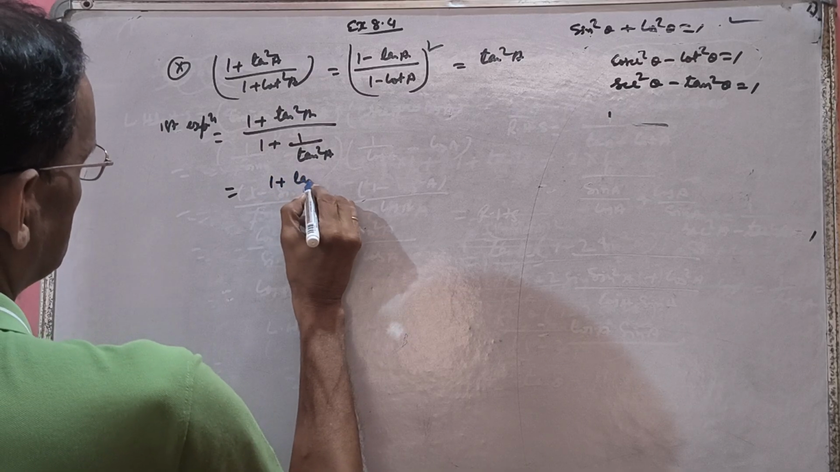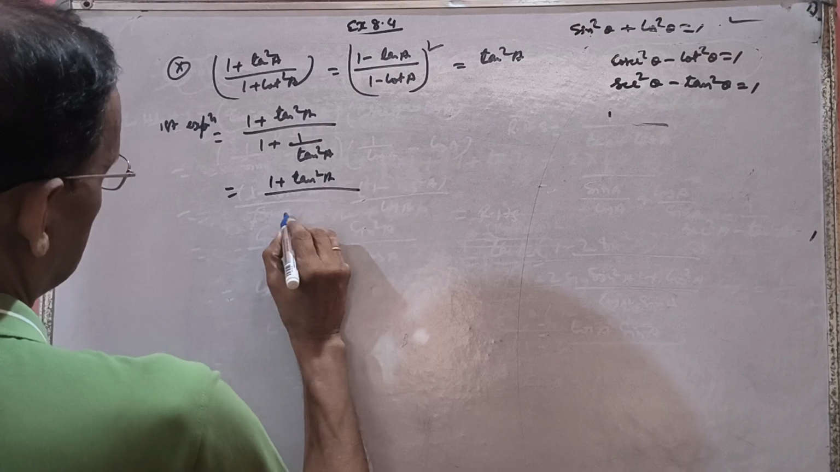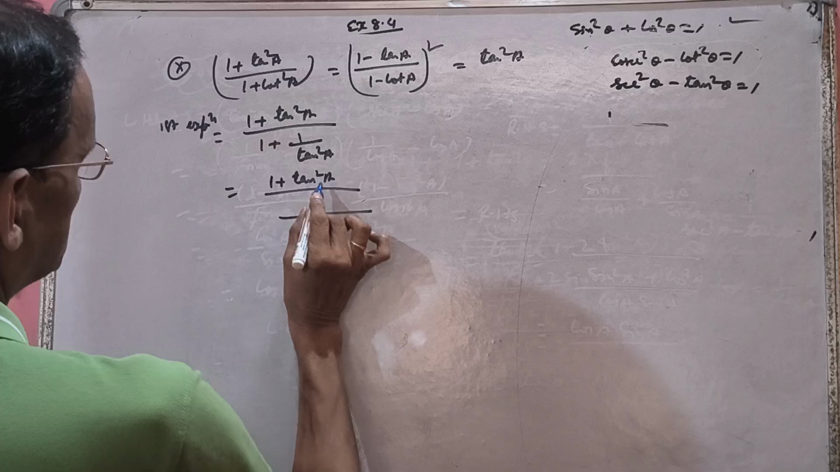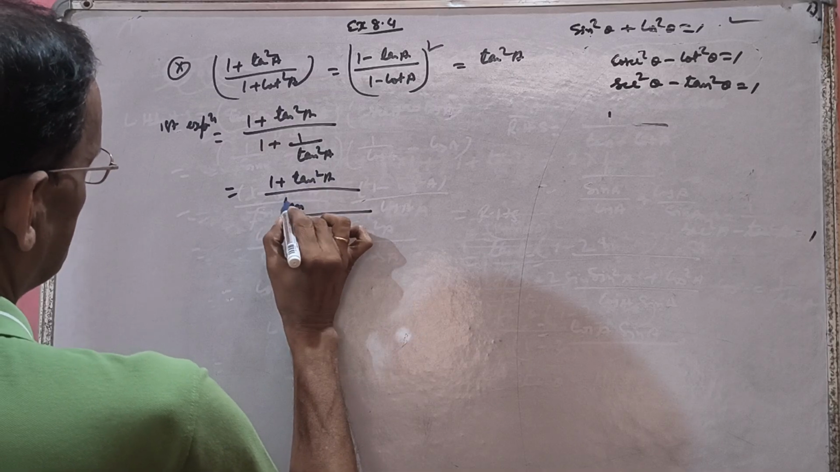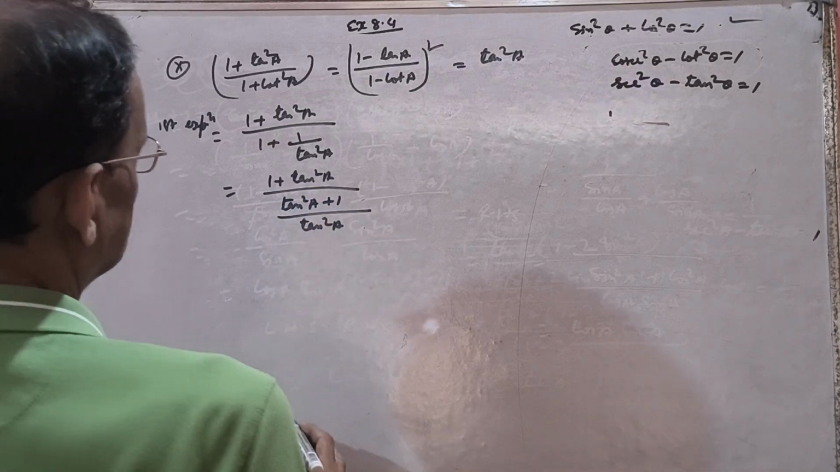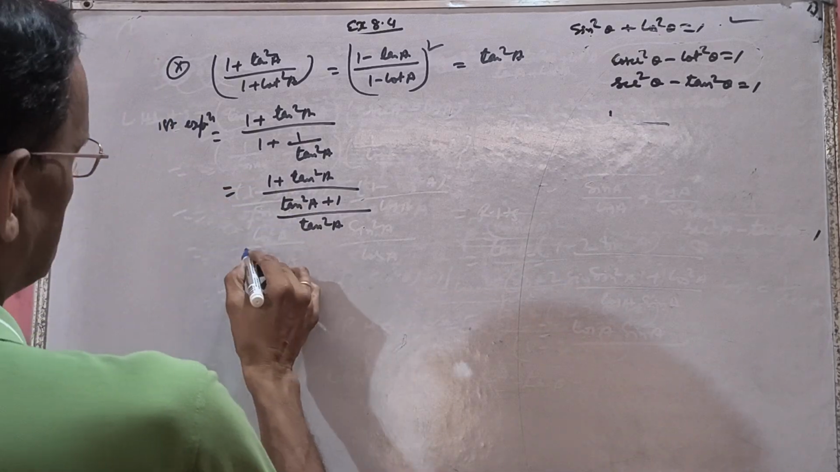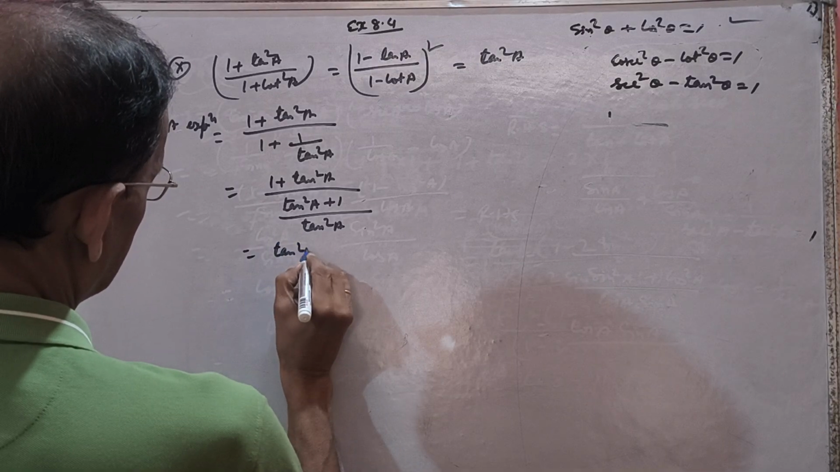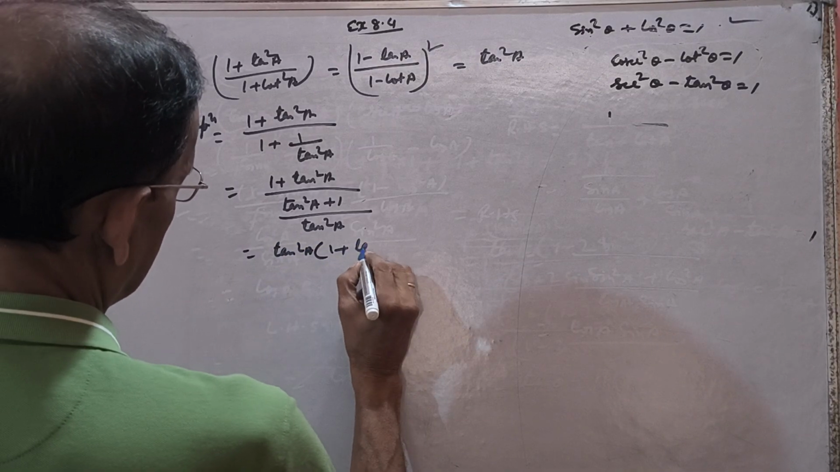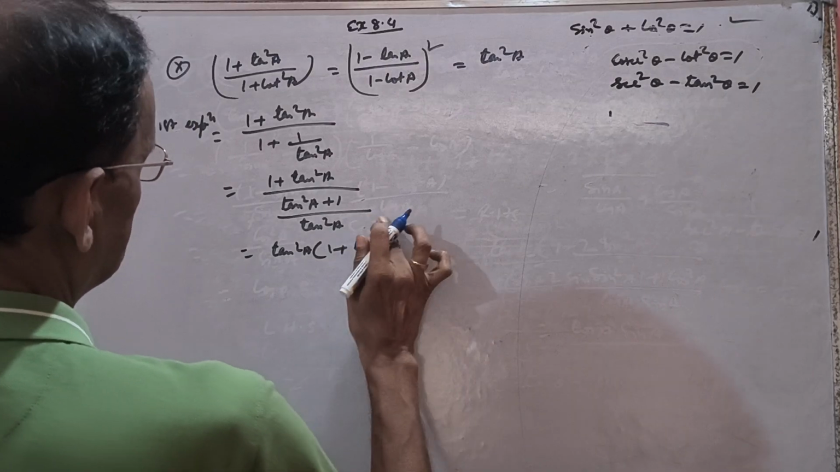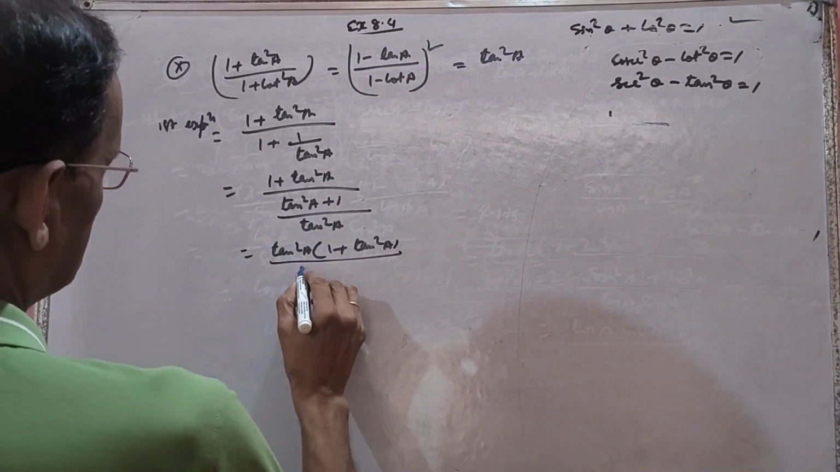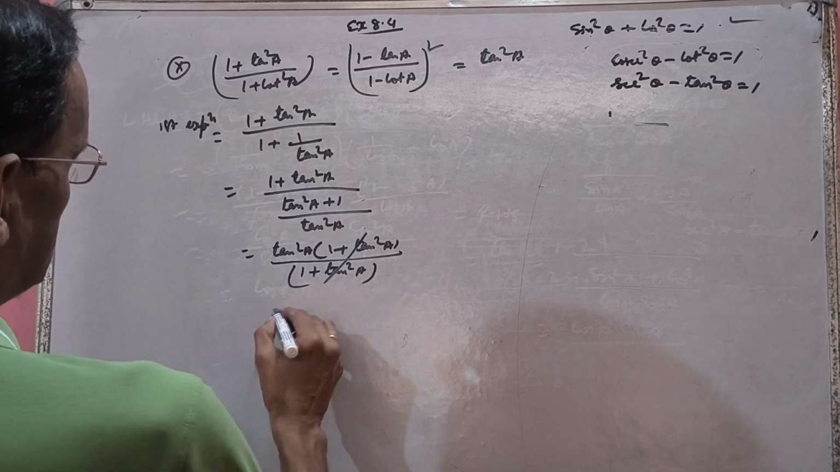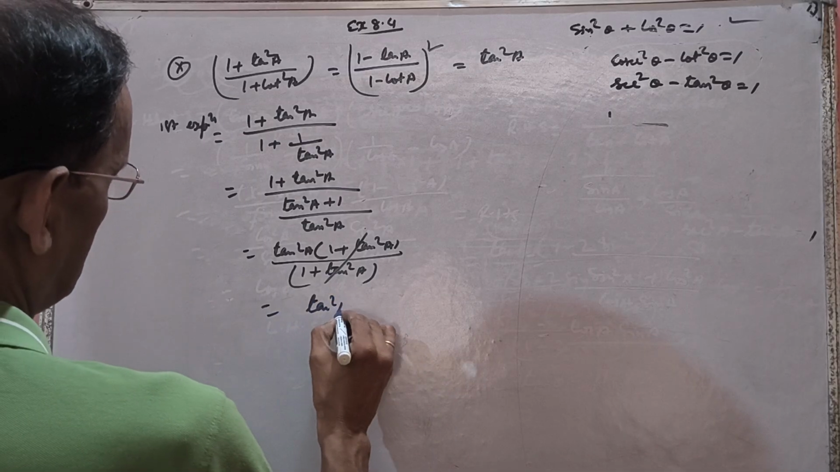What will you get? 1 plus tan square A by, what is the LCM? Tan square A. How much will we get here? Tan square A plus 1. This divided by this, this will go up, no? Tan square A into 1 plus tan square A. This will be here. And tan square A plus 1 or 1 plus tan square A is the same thing, no? So cancel. So what have we got? This is tan square A.